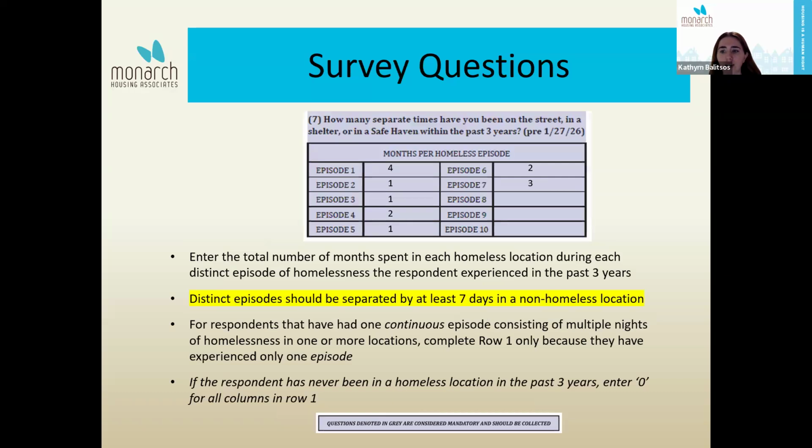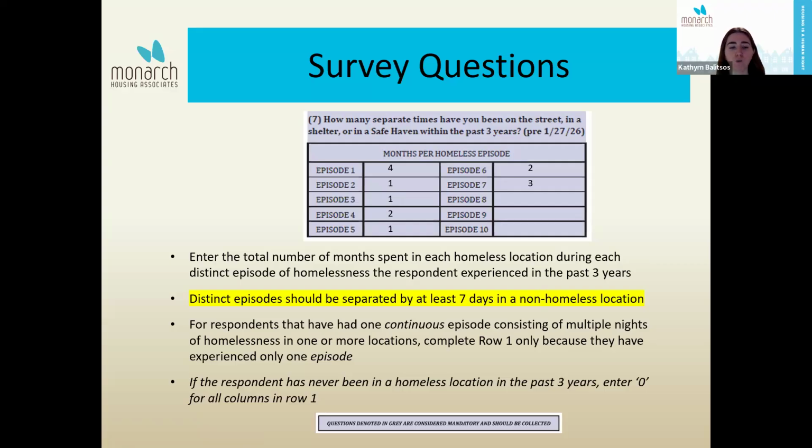Okay, question 7. This is really important for how we determine chronic homeless status. So you're going to want to work backwards. You're going to start at the most recent time, so their current situation, the question number 5 response, and then work backwards for the last 12 months, if applicable, going back up to 3 years, if they've had episodes of homelessness. Distinct episodes should be separated by at least 7 days in a non-homeless location.